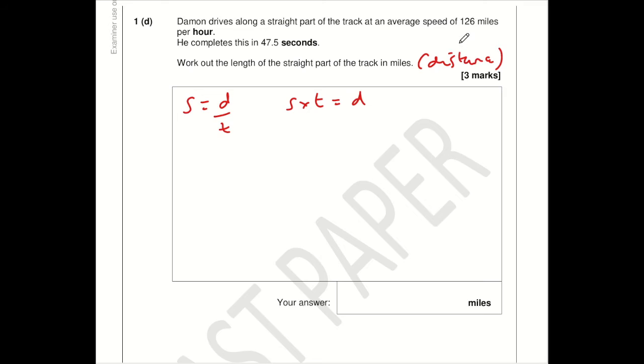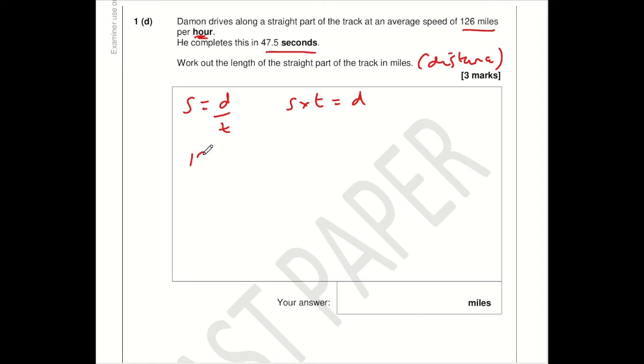So we've got a speed which is in miles per hour, and we've got a time which is in seconds. Now that's going to cause a bit of a problem because we've got hours and seconds. So either we convert the seconds into hours, and I would not recommend doing that because 47.5 seconds is such a short amount of time that turning that into hours will result in a tiny decimal. So I would convert 126 miles per hour into miles per second.